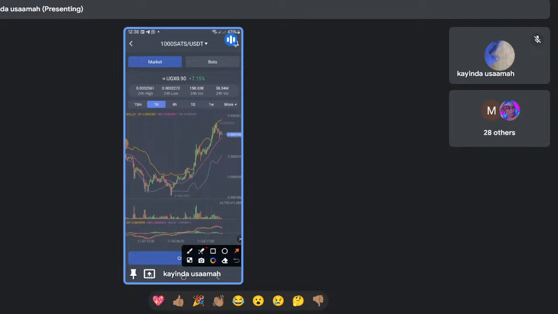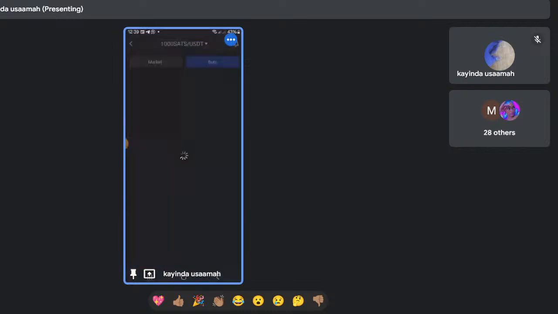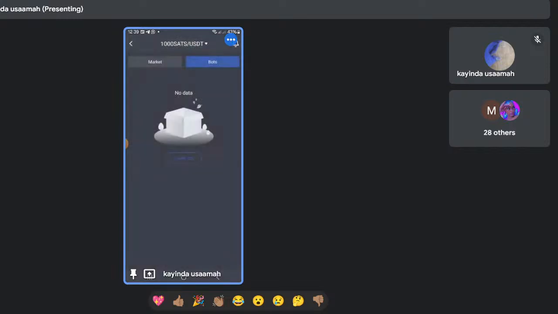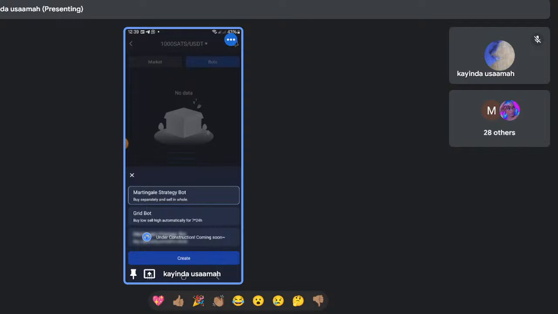Then we have bots. What is bots? When you tap bots, Roku is going to ask you which kind of robot you want to trade with this coin. Then you tap create. Roku is going to ask you, do you want to do martingale or greedy bot? There is even another robot coming soon. It is under construction. These guys today, they want to be at the top of the game. Okay, so most of us, we are trading martingale.